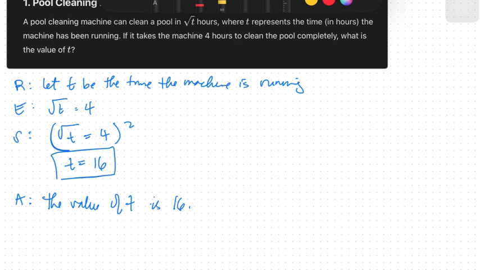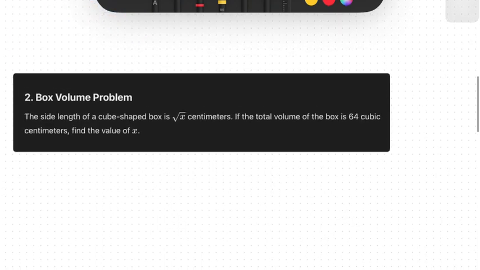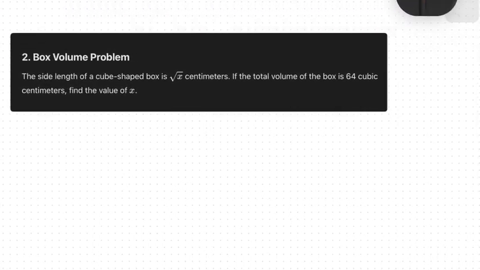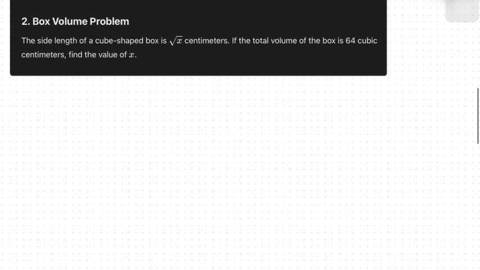You just answer the question. Like, kung ang tinatanong is what is the value of t, you just say the value of t is 16. No fancy sentences needed. Sabi ko naman sa inyo, madali lang tong part na to. Hindi ko kayo bibigyan ng sobrang complicated na quadratic or na radical equation. So, yes.